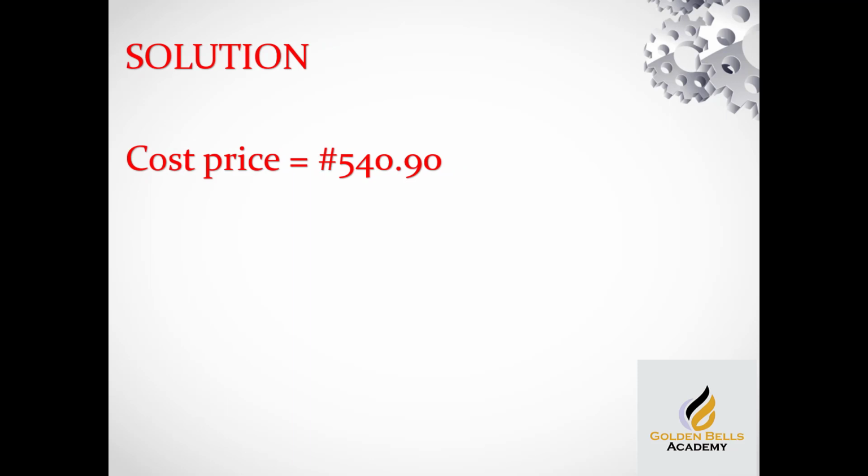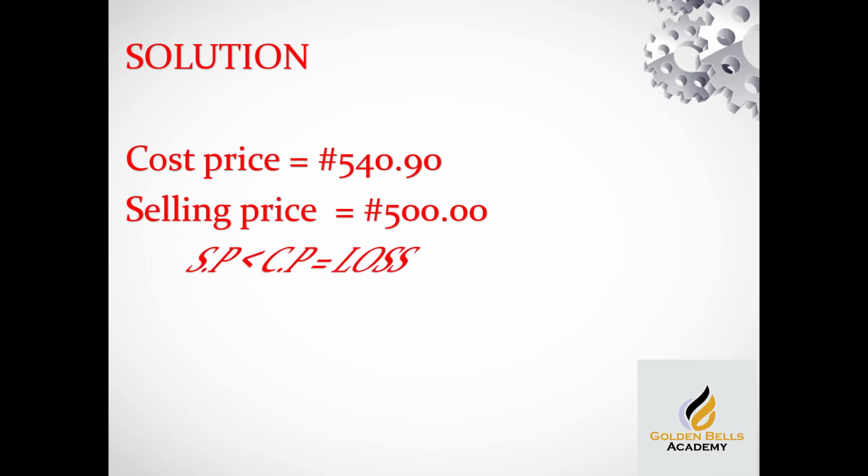Okay, now let's look at the solution. Your cost price is 540 naira 90 kobo, while the selling price is 500 naira. Now remember that the selling price is less than the cost price. The selling price is 500 naira, while the cost price is 540 naira. Therefore, there is loss. But how much loss did Anika make? Let us look at it.